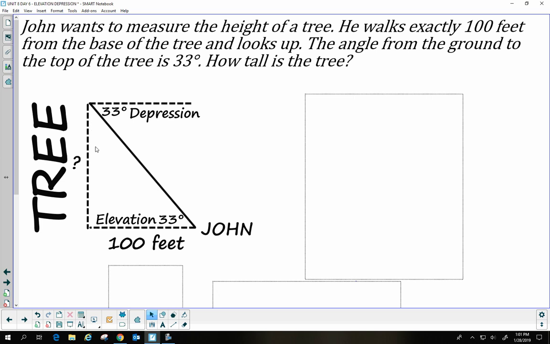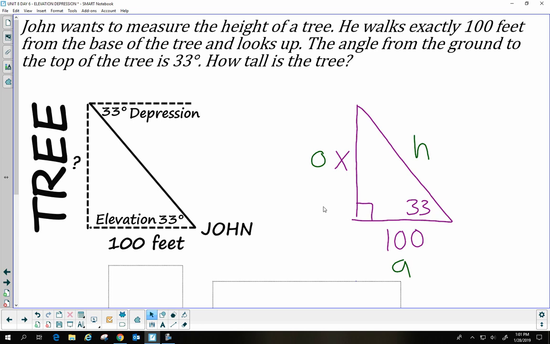So when I drop this vertical line, I have a right triangle. And so I'm going to draw that as a right triangle now instead of a picture, where this vertical piece is x, the horizontal piece is 100, and the angle down here is 33. And then I can label my opposite, my adjacent, and my hypotenuse.